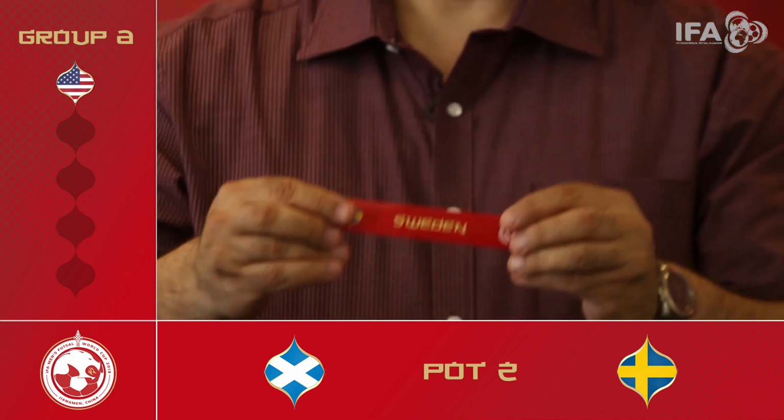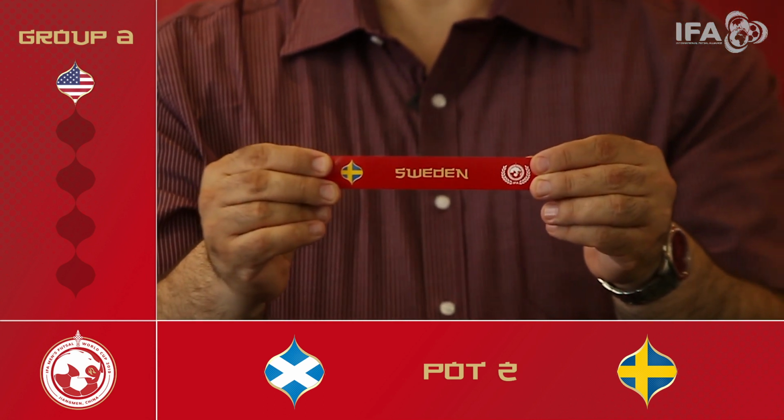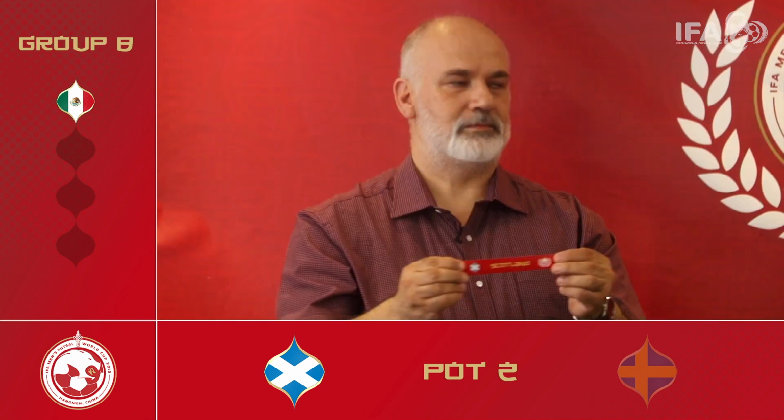In Group A, we have Sweden. So Sweden in their 2nd IFA World Cup after participating in the Open Women's in 2017, and they'll now be in the same group as USA. In Group B, Scotland. So Scotland making their third appearance at an IFA World Cup, the hosts in 2016 in the inaugural competition, and also participated in last year's under-20s tournament in Spain.